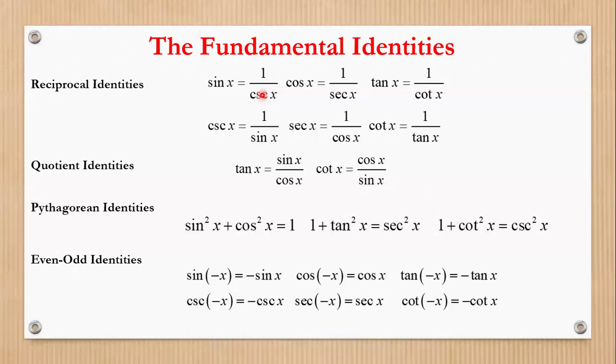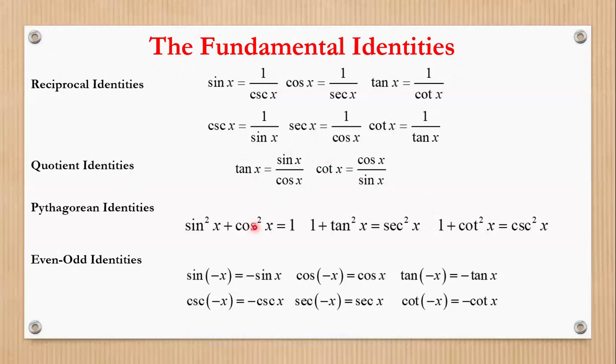We also have the quotient identities. Quotient means division. Those identities are for tangent and cotangent, because we can find tangent by dividing sine by cosine, and then dividing cosine by sine gives us cotangent. It means that anytime you want to use this identity, instead of tangent, you can replace sine over cosine.